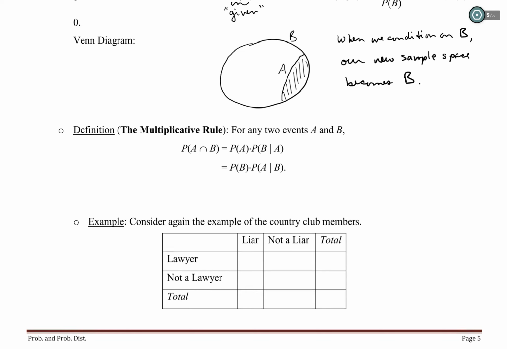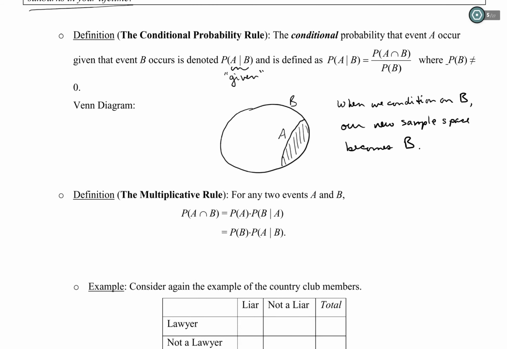The multiplicative rule, next, another definition here, and this is just an algebraic consequence of the conditional probability rule. If you were to take the conditional probability rule and algebraically solve for this numerator here, the intersection probability, you would get P of A intersect B times P of B, which is what this expression is here.